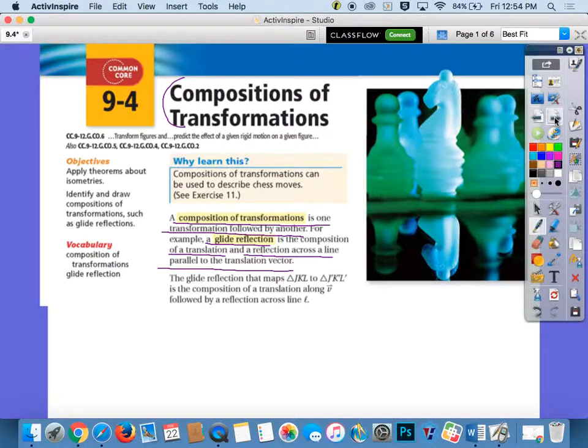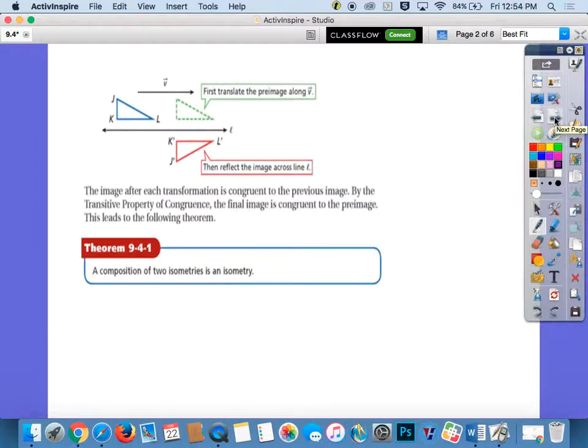Okay, so let's look at this glide reflection. So basically, I'm sliding first. I have a translation first. This vector is just telling me what direction and how much to go in. And then I'm reflecting across this line of reflection. What this glide reflection tells me is that this line of reflection is parallel to the translation vector, which is telling me which direction to go. So that's an example of what you can expect to see for a composition.